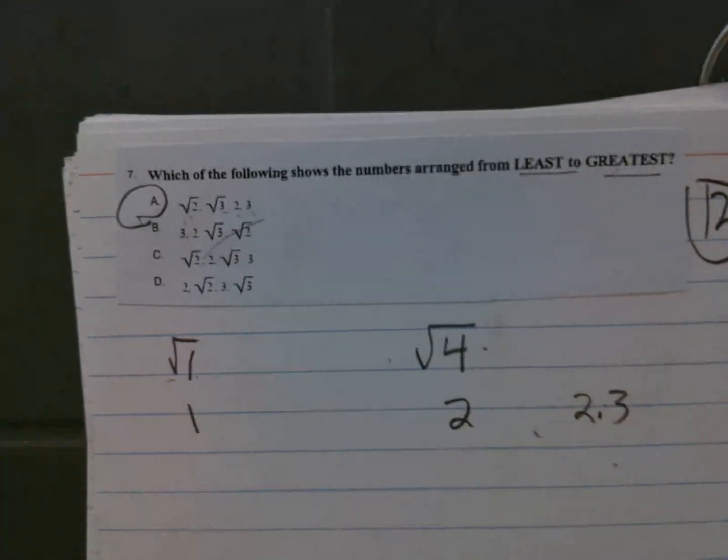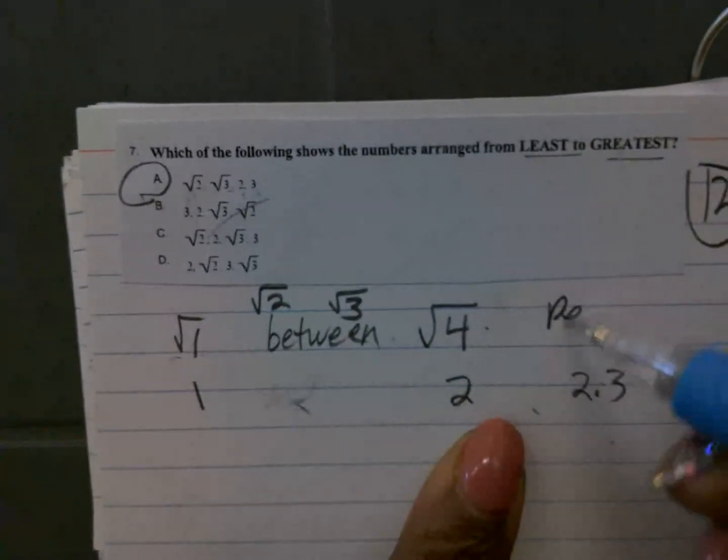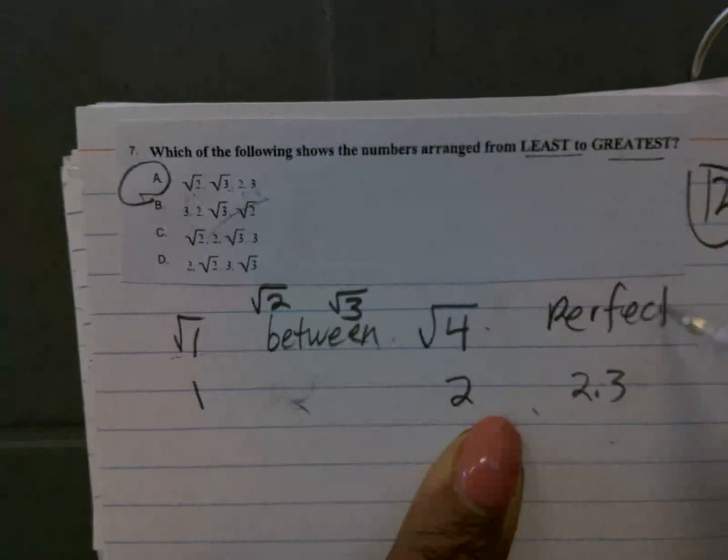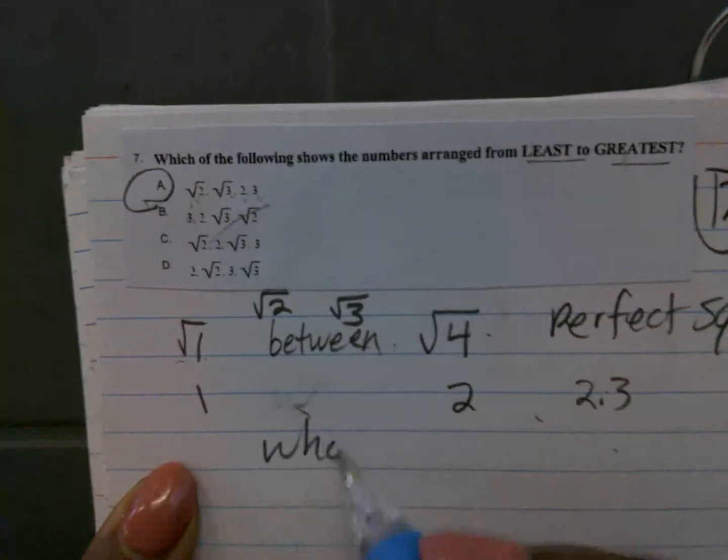I'm going to pause. These again are the two perfect squares that it is in between. Perfect squares. And these are the two whole numbers that they're in between.